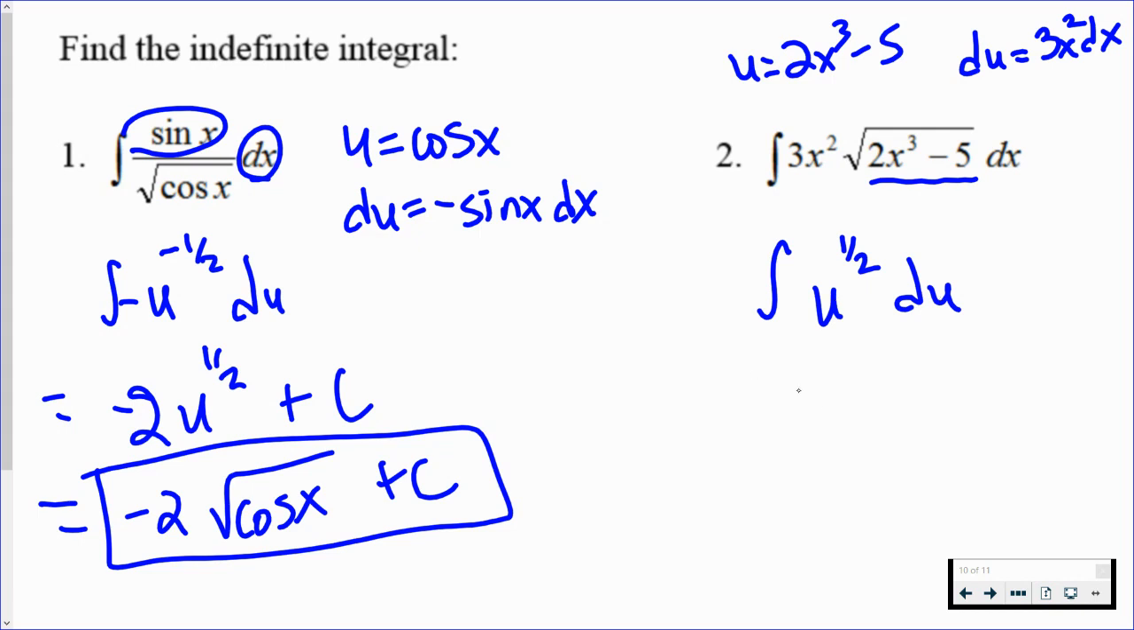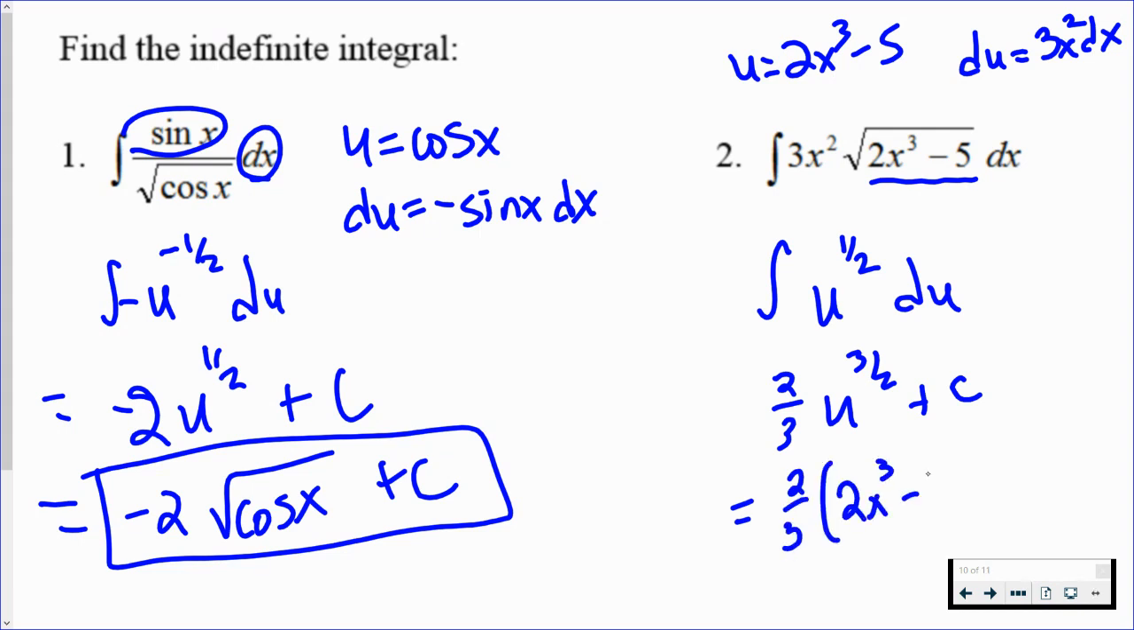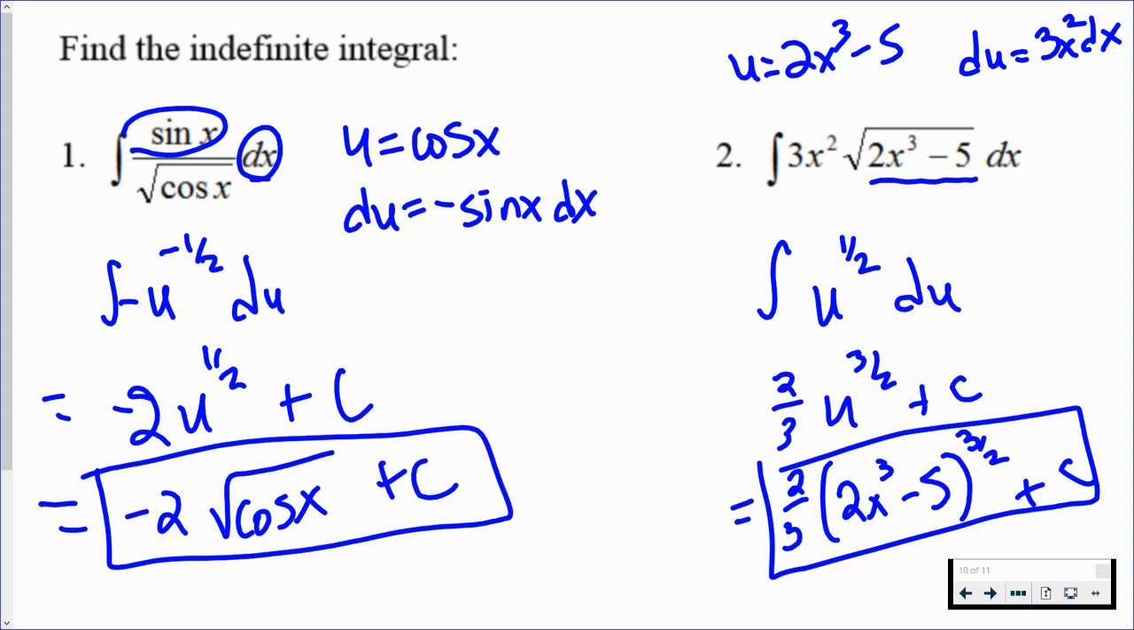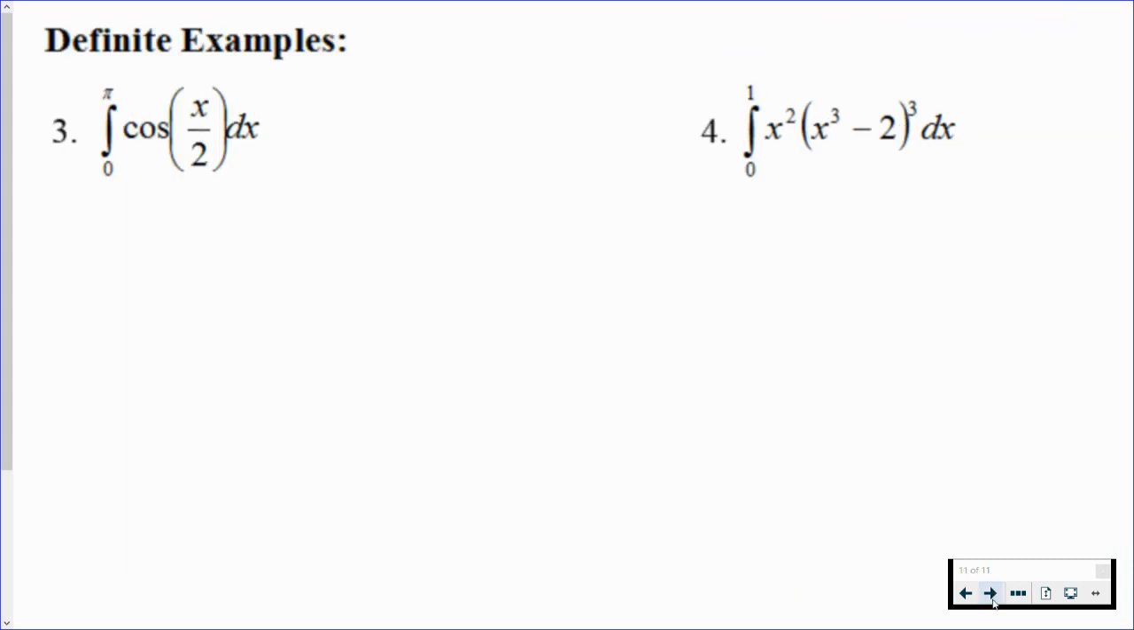So integral of u to the 1/2 is u to the 3/2 divided by 3/2, which is multiplied by 2/3 plus c. Now let's plug back in our u. 2/3 times 2x cubed minus 5 to the 3/2 plus c. One more example. Actually, two more, excuse me.